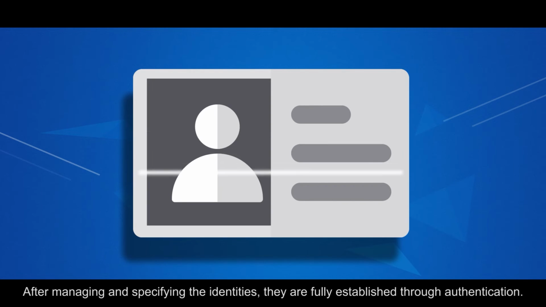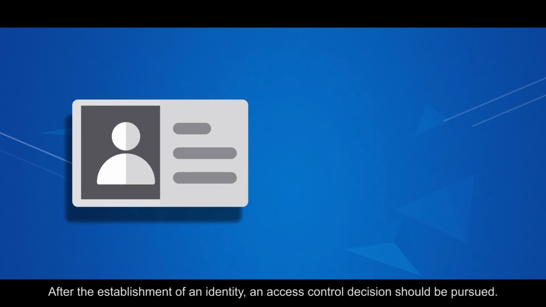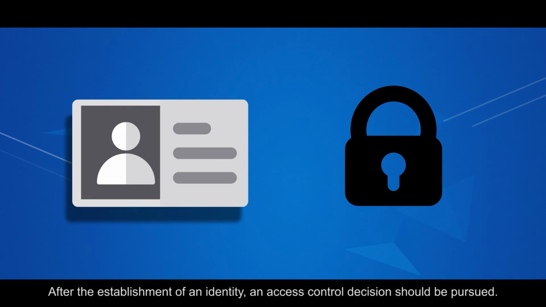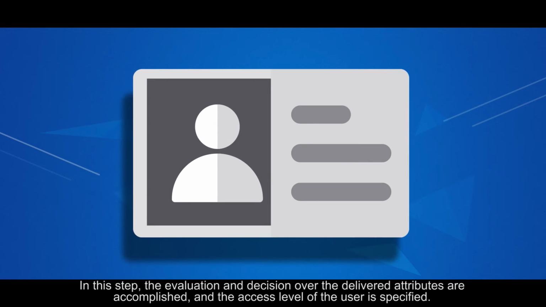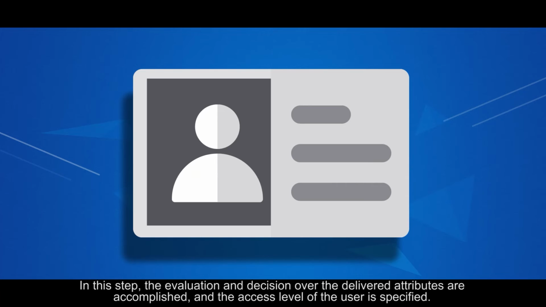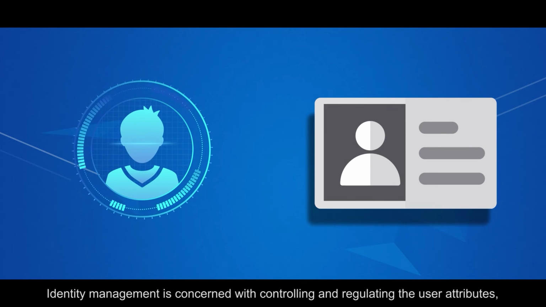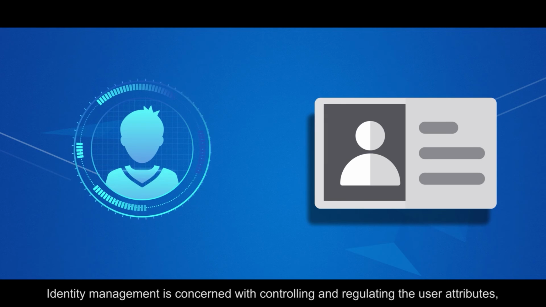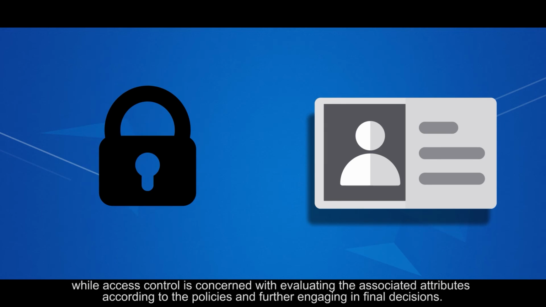After managing and specifying the identities, they are fully established through authentication. After the establishment of an identity, an access control decision should be pursued. In this step, the evaluation and decision over the delivered attributes are accomplished, and the access level of the user is specified. Identity management is concerned with controlling and regulating the user attributes, while access control is concerned with evaluating the associated attributes according to the policies and further engaging in final decisions.